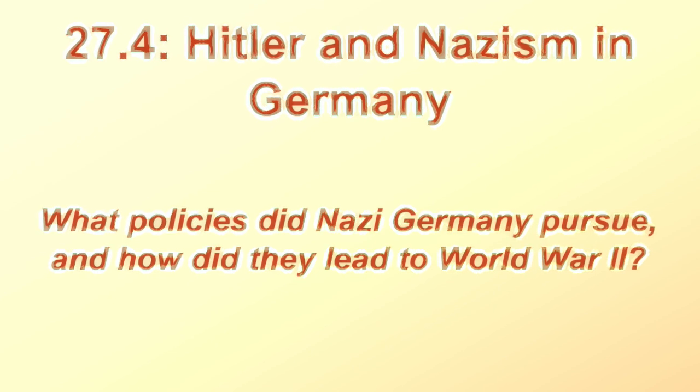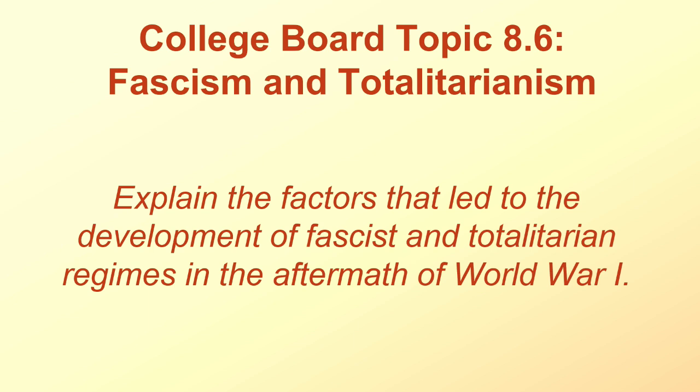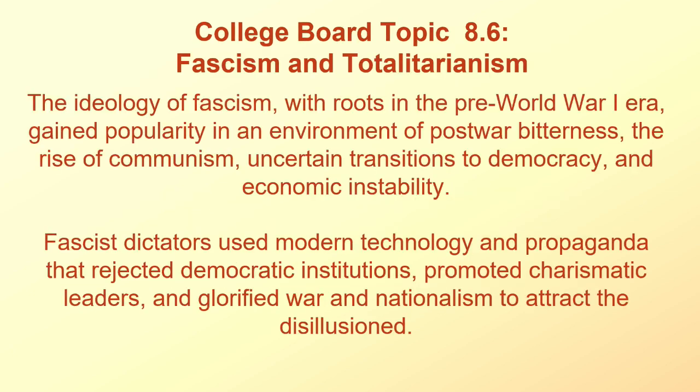This is Lesson 27.4, Hitler and Nazism in Germany. What policies did Nazi Germany pursue, and how did they lead to World War II? Once again, we still have College Board Topic 8.6, large topic, Fascism and Totalitarianism. Explain the factors that led to the development of fascist and totalitarian regimes in the aftermath of World War I.